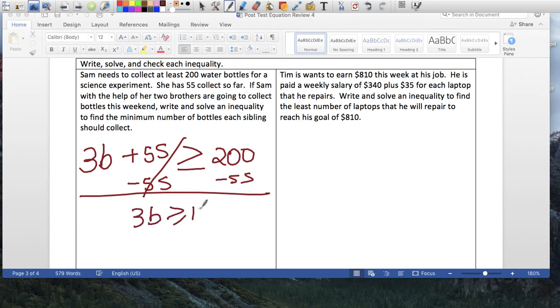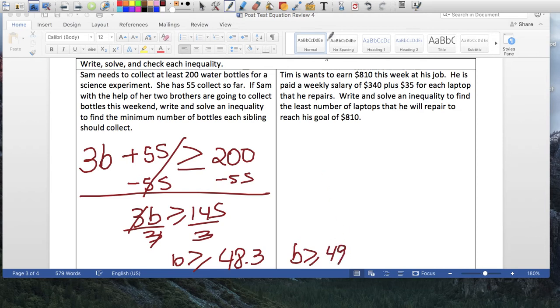3b is greater than 145. Divide by 3, divide by 3. b is greater than or equal to 145 divided by 3, which equals 48.333. So we can't. She needs to reach 200. So she needs to grab 48.3 bottles, or she has to have 49 bottles in order to reach her goal.